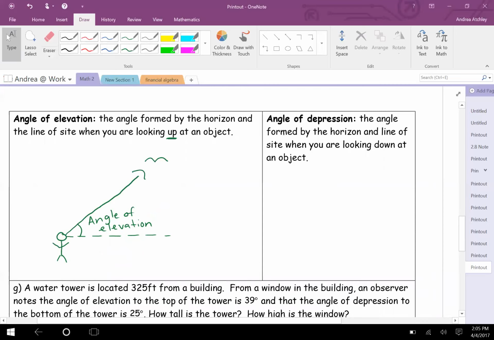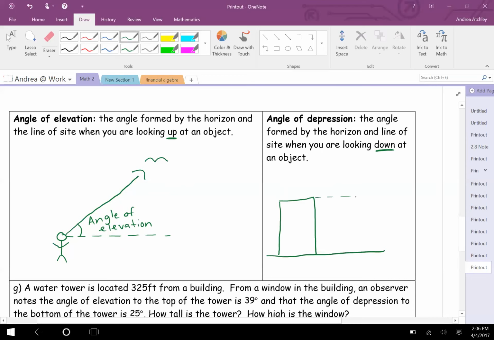Okay, then the angle of depression is the angle formed by the horizon and a line of sight when you are looking down at an object. This is very easy. When you're depressed, depression, you look down. Okay, so when you have the angle of depression, you're looking down at something. Okay, so again, we're going to draw a picture. You're usually standing on top of something to look down. So I'm going to draw a building.